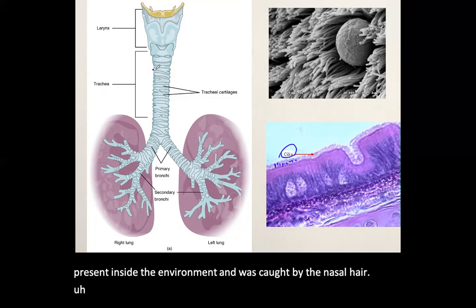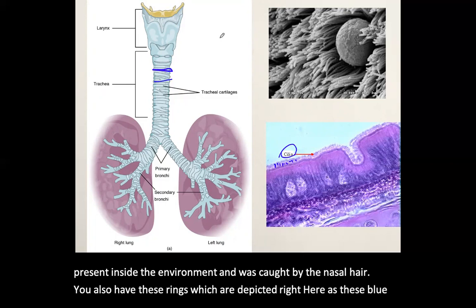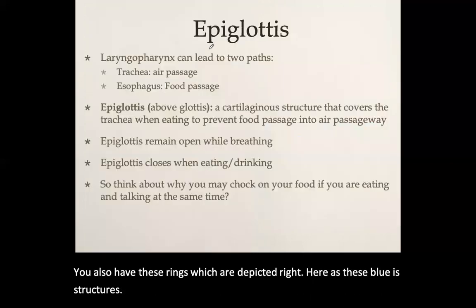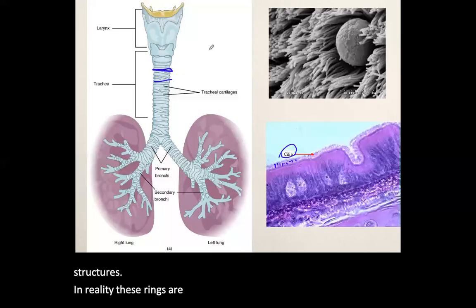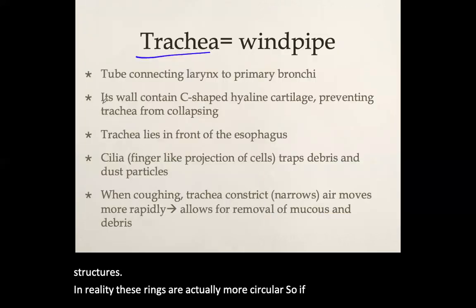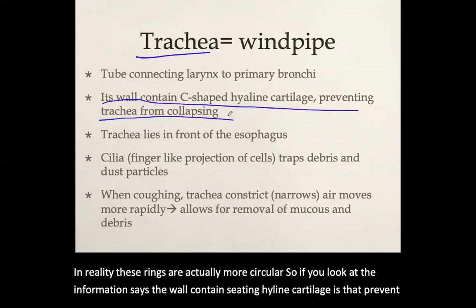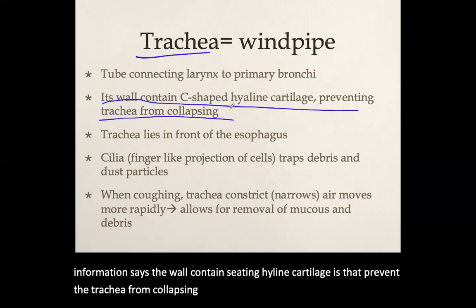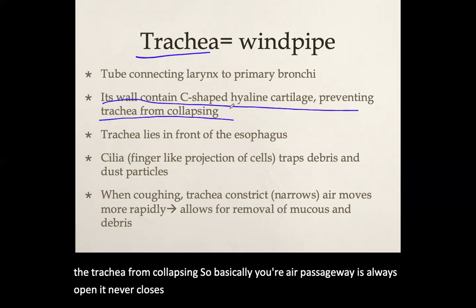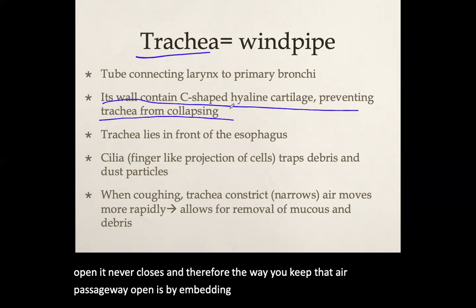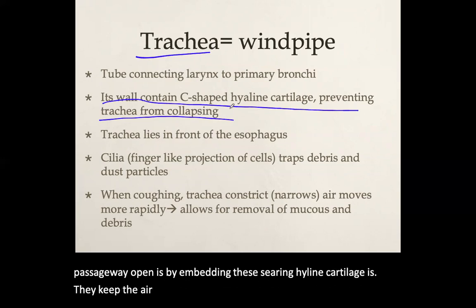You also have these rings, which are depicted right here as these blue structures. In reality, these rings are actually more circular. If you look at the information, it says the wall contains serrated hyaline cartilages that prevent the trachea from collapsing. So basically, your air passageway is always open. It never closes. And the way you keep that air passageway open is by embedding these hyaline cartilages that keep it open at all times.